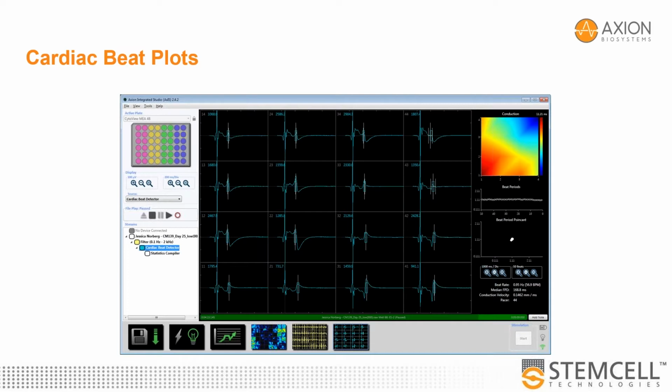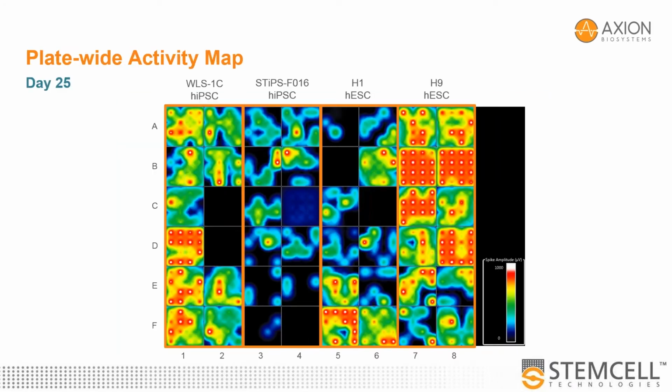Axis makes it easy to compare different conditions on your plate by looking at the plate-wide activity map. This activity map shows the spike amplitude across all 48 wells on the plate. Bright colors indicate stronger amplitudes. This was the data Enzo showed where he tracked the development of beating in 4 stem cell lines at once. You can see here that H9 has the strongest beating, and the other lines are beating well also in most of the wells with varying amplitudes.